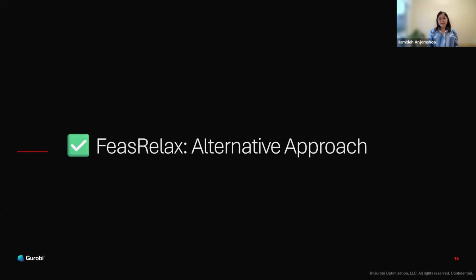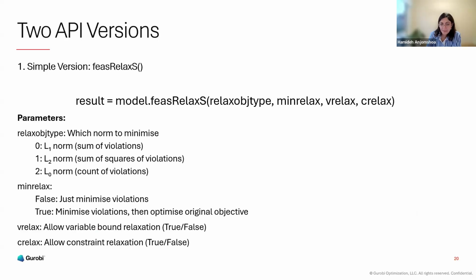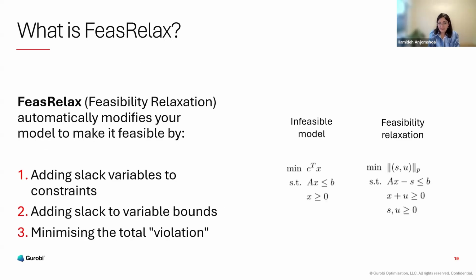So far, we learned about IIS, and you understand what's conflicting with what. That's cool to know. But you cannot just go to your boss and say, okay, the solution doesn't work, they're conflicting. It's always good to come with a proposal as well, saying, what do we do next? So we call it feasRelax. What's the story before feasRelax? It modifies your model to make it feasible. You say, I need some feasible solution, I cannot have infeasibility.